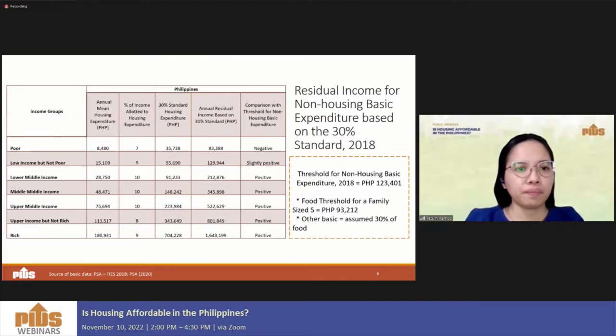Okay, so given the profiles that were presented by Dr. Ballesteros, we were interested in knowing the percentages of income that are allotted to housing expenditure.